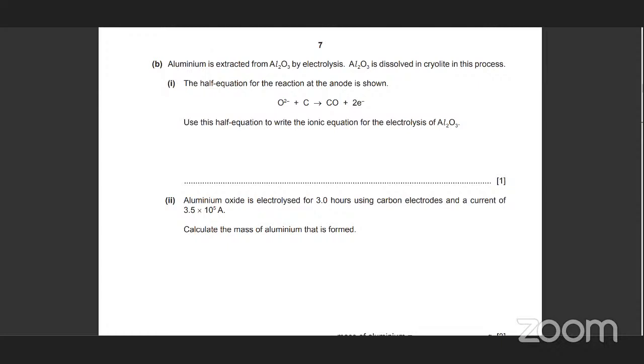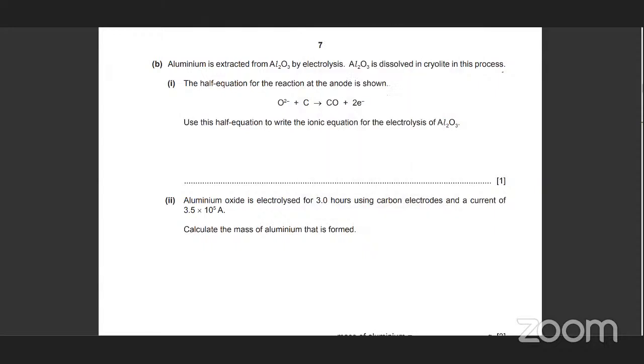Okay, this one is an interesting question. Aluminum is extracted from aluminum oxide, and Al2O3 is dissolved in cryolite in the process, and he's saying that the half equation for the reaction at the anode is given. Use this half equation to write the ionic equation for the electrolysis of Al2O3. So you've got to write the equation for the electrolysis of Al2O3 using this equation.